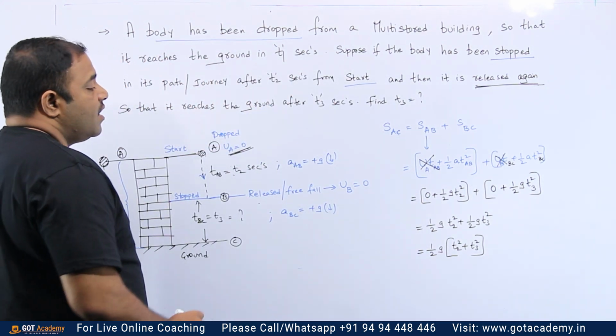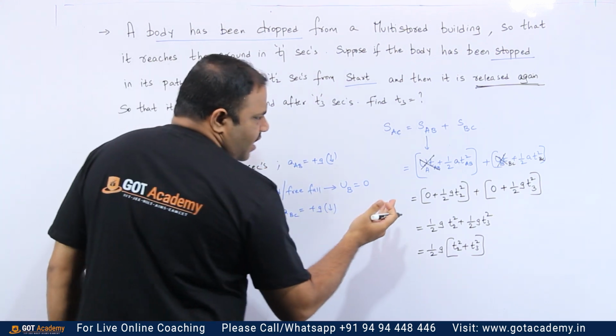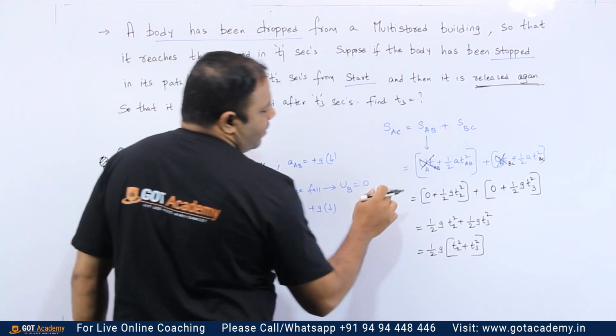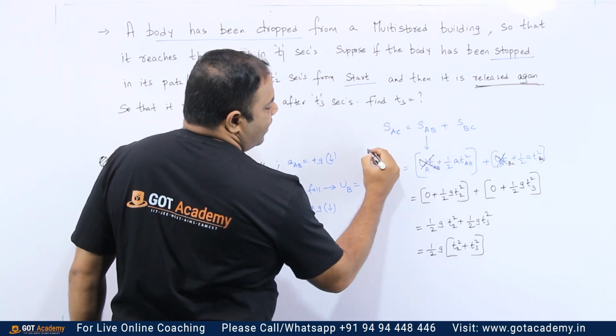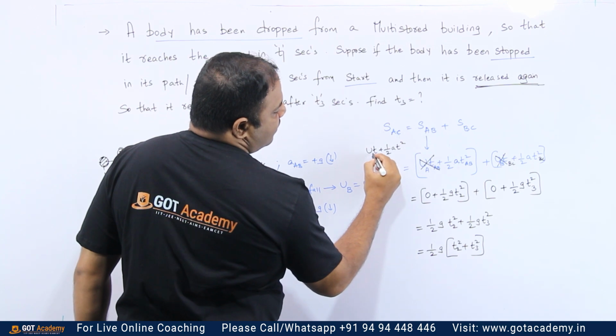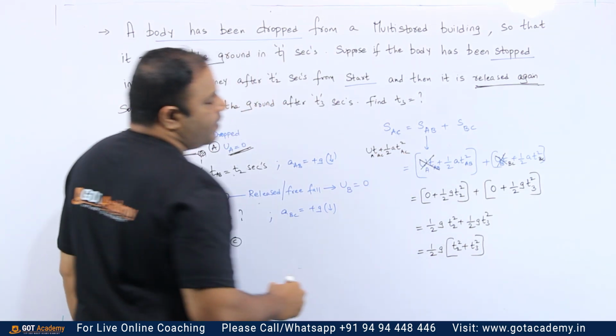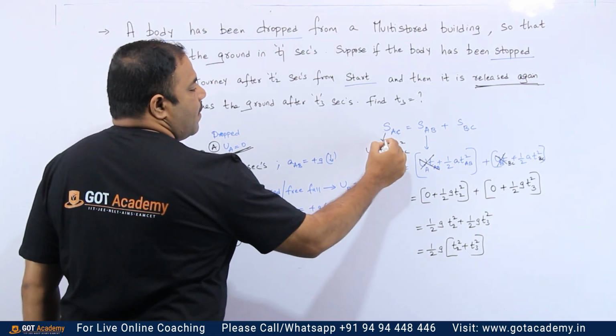Okay. Now what about A to C? A to C also the same way, there is no difference here. So again the same formula is repeated, that is ut plus half a t square. Here A is the initial point and the time taken is A to C. Is it clear? So here also we will apply the same formula.